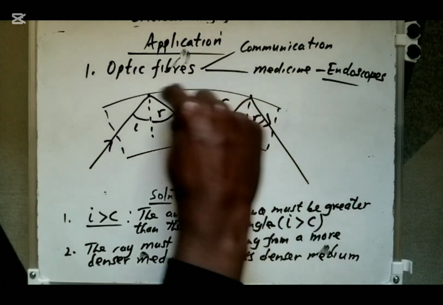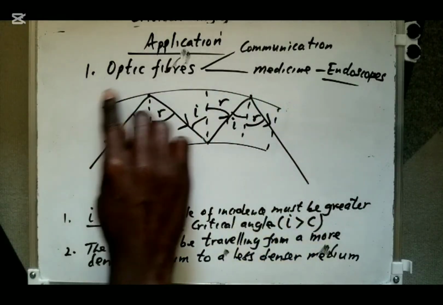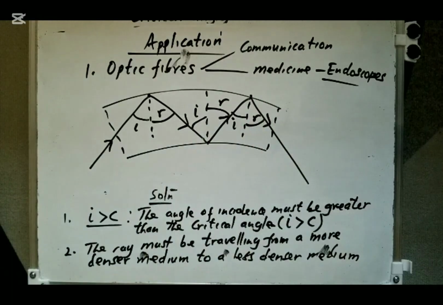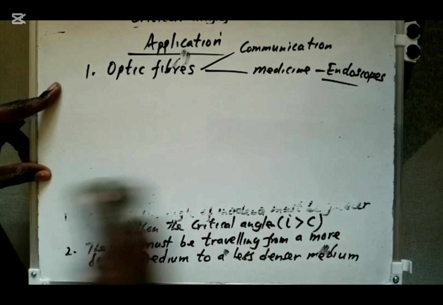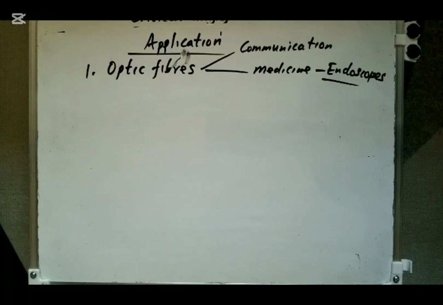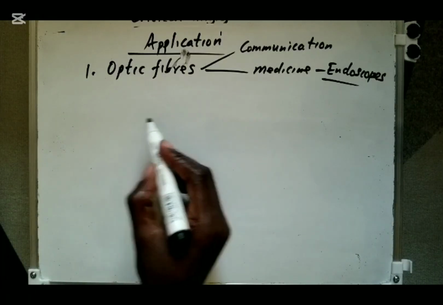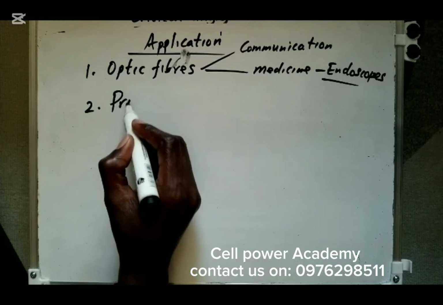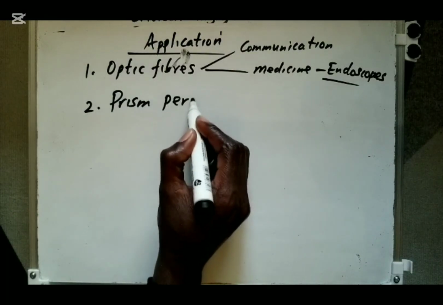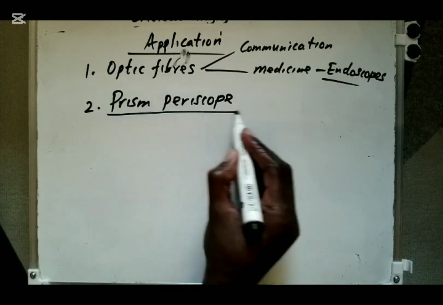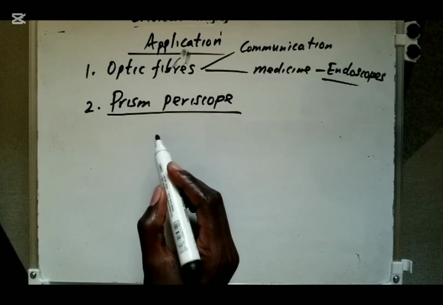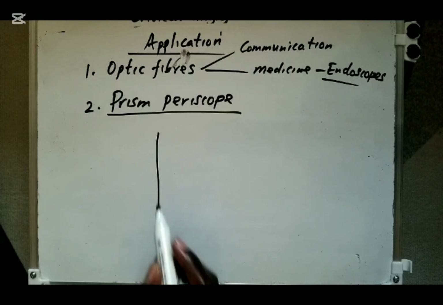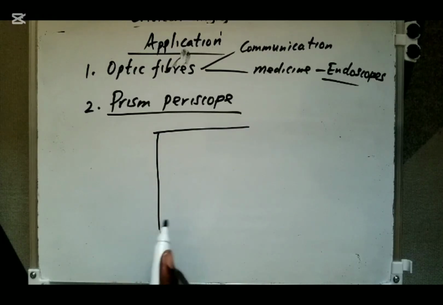So it is made up of a special type of material so that this is able to take place. And remember, information is going to be transmitted at a very high speed in an optic fiber. Another application of total internal reflection, we can also use in what we call a periscope, with prisms. So you can also have a glass periscope. It is possible.